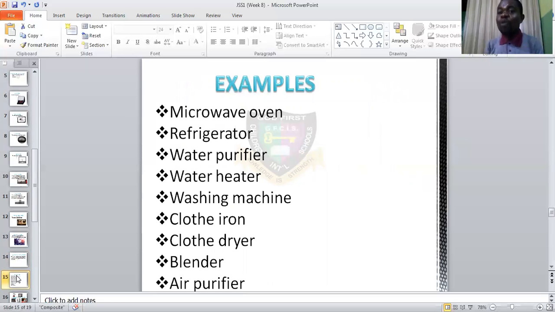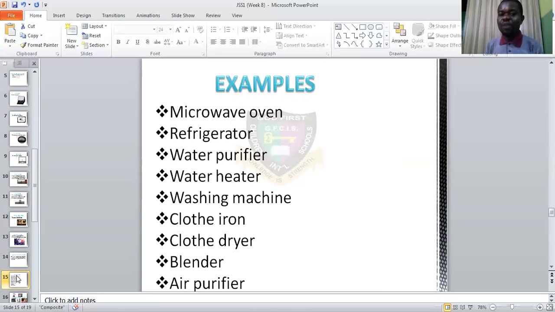They include the microwave oven. We use this one to warm or step up the temperature of soup and many other things. Refrigerator, I just mentioned, talked about the refrigerator. Water purifier, the word purify means to make it clean, to remove those germs and all. The water heater to boil your water. The washing machine, clothes iron, the one used to press your clothes before you come to school to make them neat.